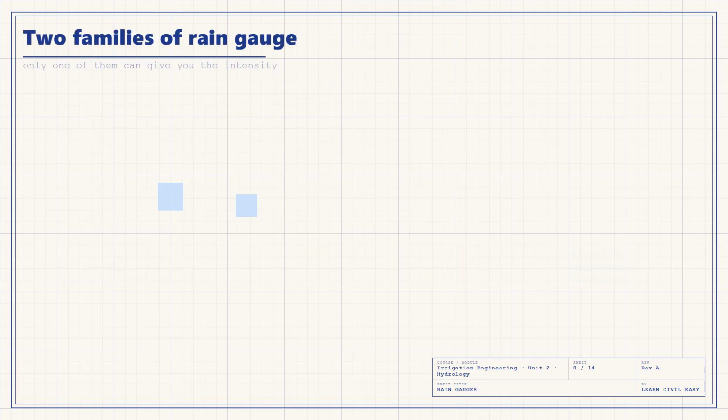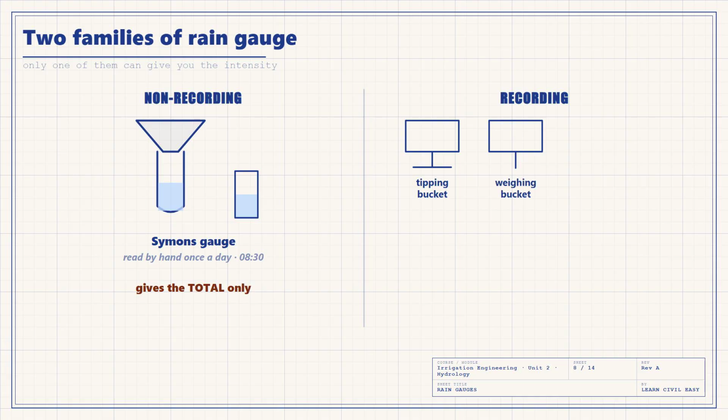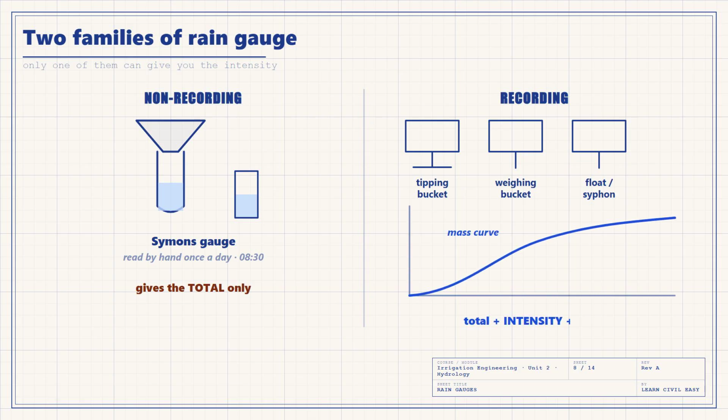Rainfall is measured at a point by a rain gauge, standing at a rain gauge station in the open, clear of trees and buildings, on level ground with its mouth held horizontal. There are two families. Non-recording gauges, the Simon's gauge is the standard one, are simply a funnel discharging into a bottle. Somebody comes once a day, usually at 8:30 in the morning, pours the catch into a measuring cylinder and reads it. Cheap, simple, no power needed.